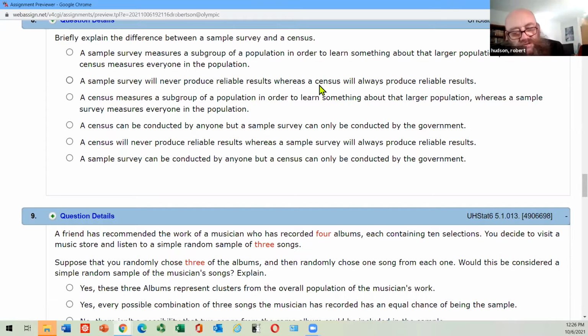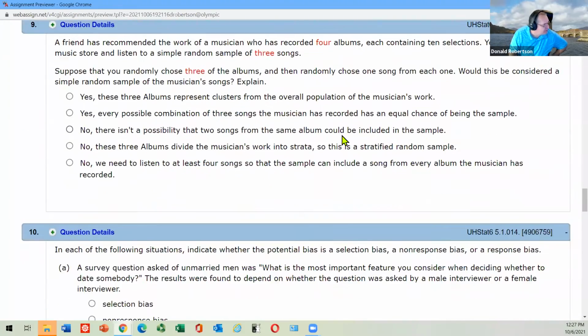A census intends to count the entire population, where a sample is only a sample. Yeah, and then go through that list and figure out which one of them is the same thing that Rob just said. That's kind of how I would do these questions. I would figure out what my own answer is, then I would read theirs and see which one means the same as my answer.